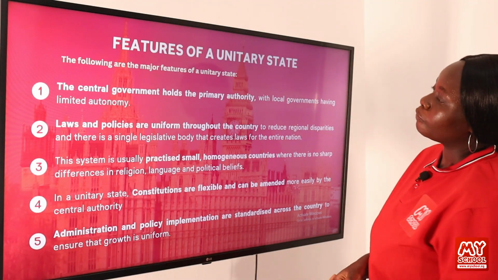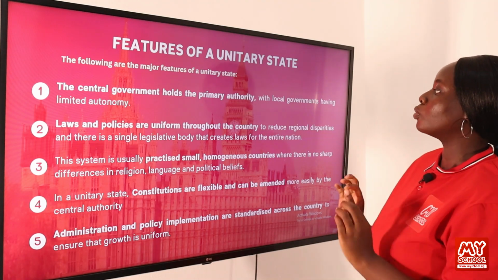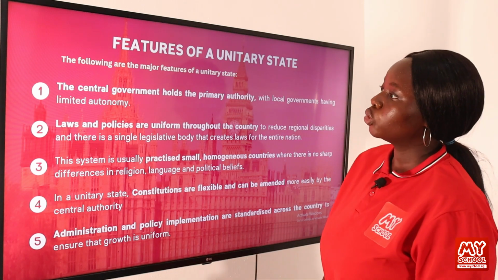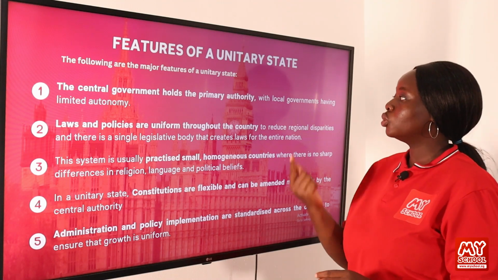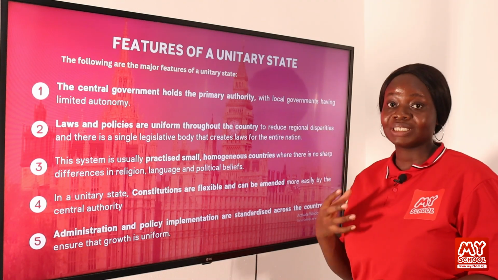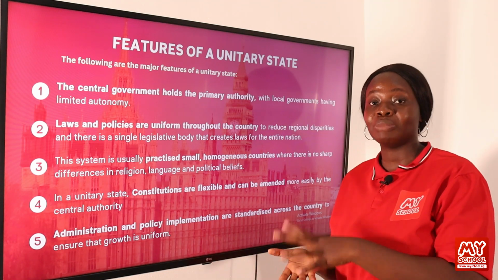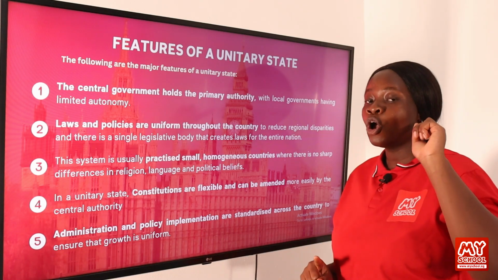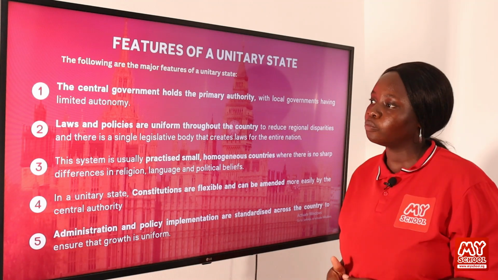Alright, let's discuss the features of a unitary state. First of all, the central government holds the primary authority, with local governments having limited autonomy. So we've talked about how power is concentrated in the hands of the central government. So if there are component units within that state, they do not have autonomy. They do not have the independence to make policies and implement policies within the local government. They answer to the central government. They obey all the directives from the central government.